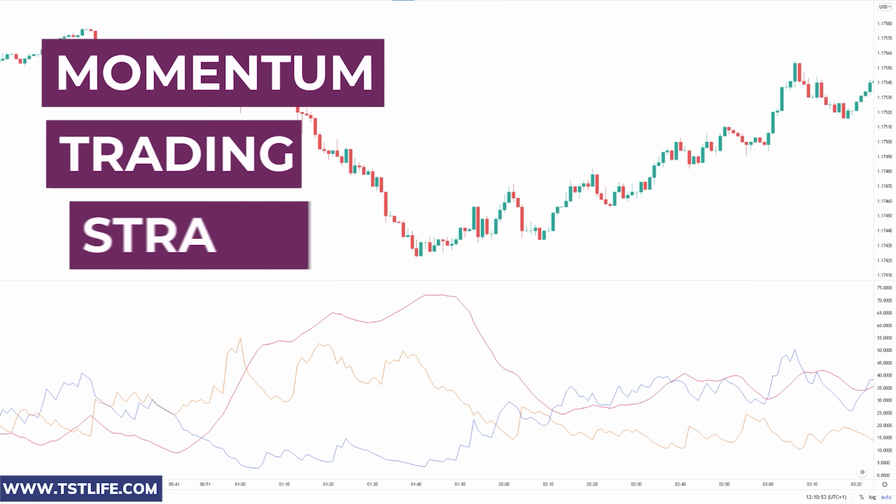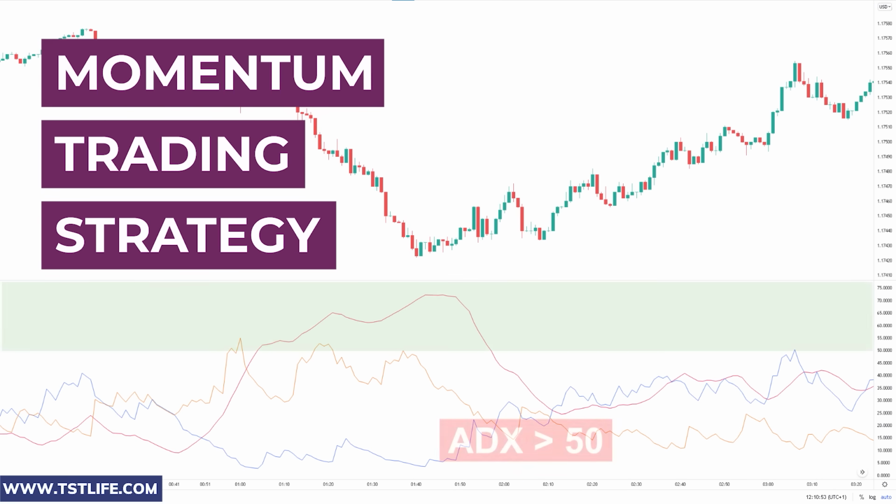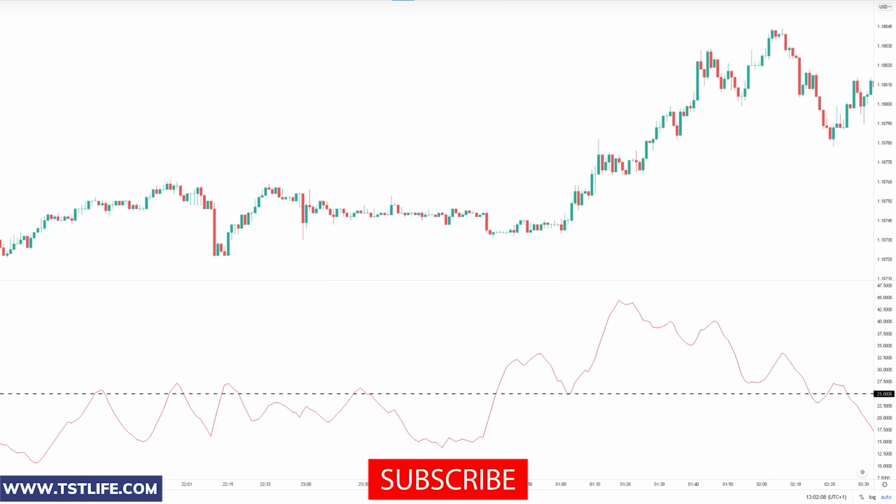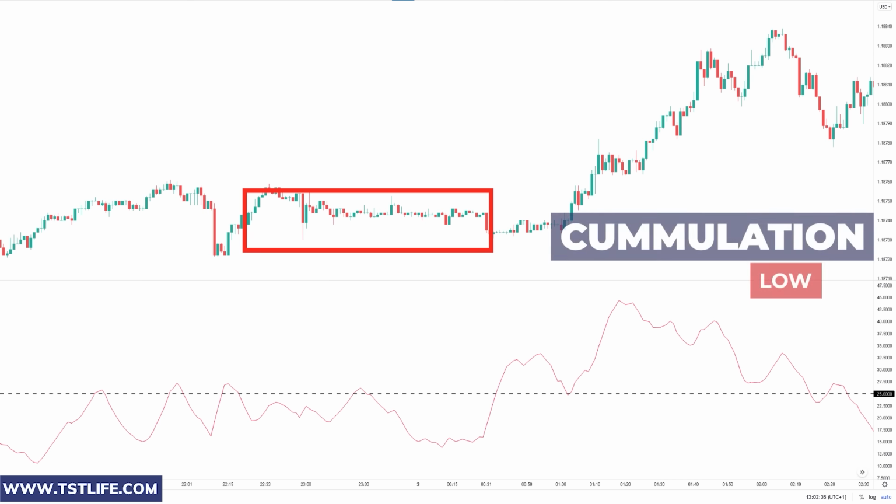If you're using a momentum trading strategy and the ADX reading is above 50, you might avoid exiting the market, as there are high chances that the trend will continue. The ADX trading indicator is a dynamic way to look at the price action. As you can see here, low ADX is usually a sign of accumulation or distribution.